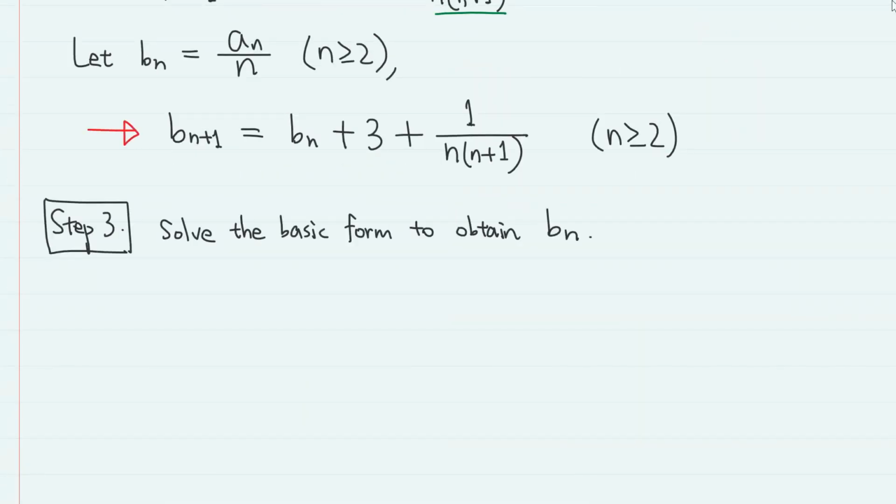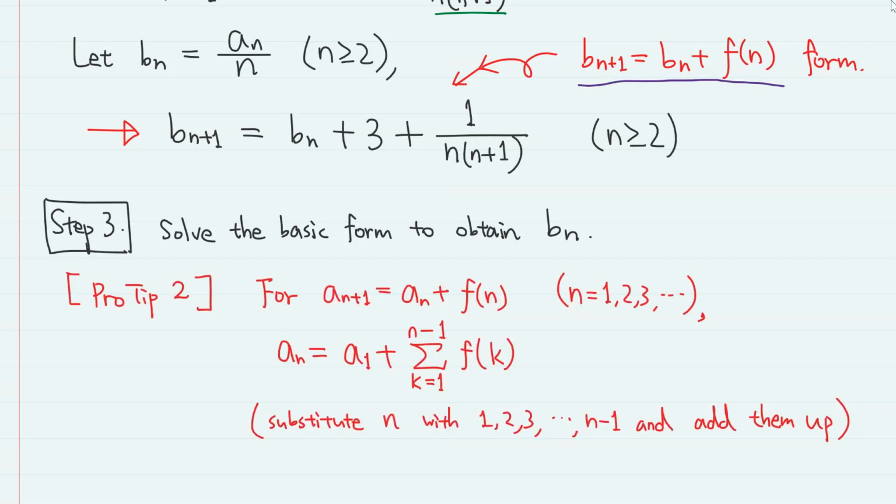Now, if you take a look at this recurrence relation for bn, you'll know that it is a simple b(n+1) equals bn plus f(n) form. And I have already explained in one of my previous videos that we can solve this type by an equals a1 plus the sum of differences fk from k equals 1 to n minus 1. Or equivalently, substitute n with 1, 2, 3, and so on, up to n minus 1 and add them up.